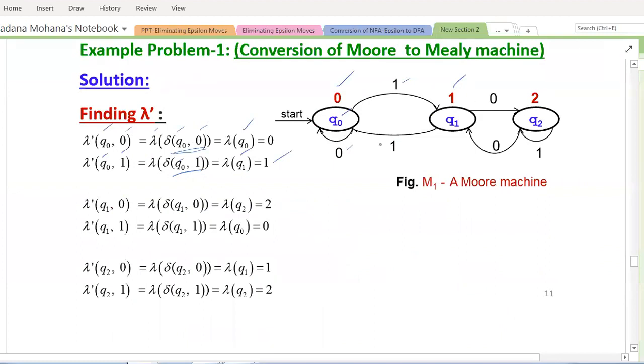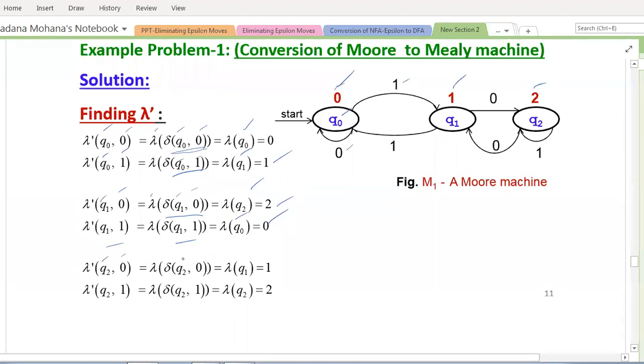The second state is Q1. λ'(Q1, 0) equal to λ(δ(Q1, 0)). So what is the δ of Q1 on 0? Q1 on 0 equal to Q2. So λ of Q2. What is output of Q2? 2. Then λ'(Q1, 1) can be written as λ(δ(Q1, 1)). What is the δ of Q1 on 1? Q1 on 1, it is going to Q0. So therefore λ of Q0. What is output of Q0? Q0.